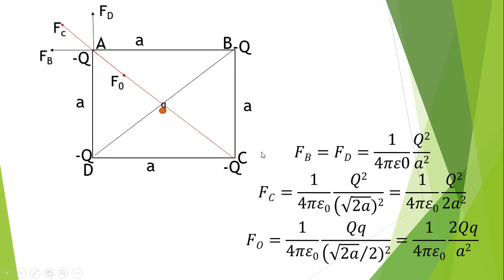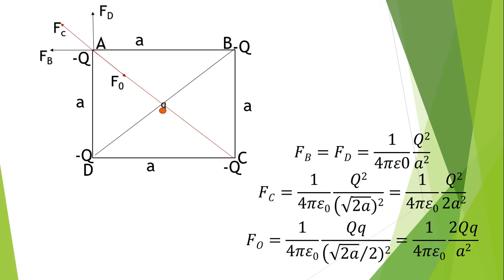We apply this concept. The square is a system. A, B, C, D are the corners of the square having equal charge minus q at point A, minus q at point B, similarly minus q at point C and minus q at point D. We take any charge. If the resultant force on this charge is 0, then the system is said to be in equilibrium. So we take the minus q charge at point A. The net force on this minus q charge is 0, then the system is said to be in equilibrium.